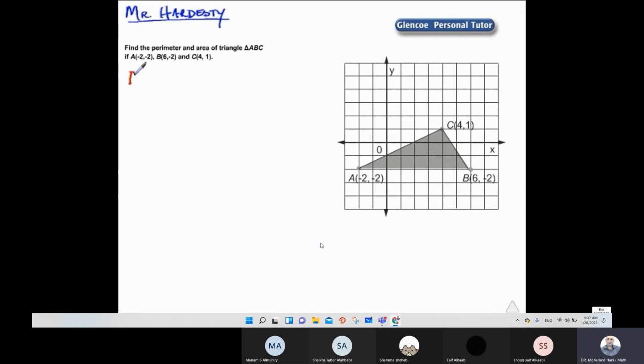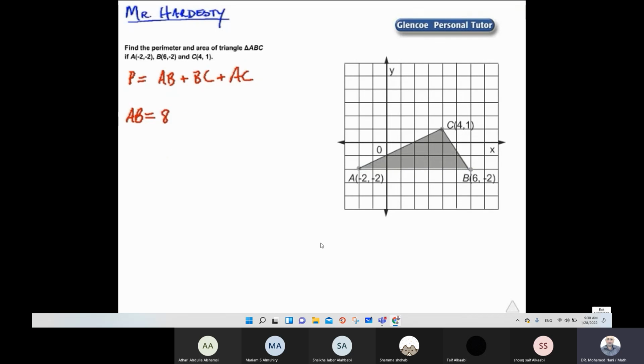We're first to calculate perimeter. Perimeter is the sum of the lengths of the sides of the figure. So we'll take the length of AB and BC and AC and add those together, and then we'll have the perimeter. We'll begin with AB. AB, from here to here, we can simply count the squares since this is a horizontal line. That length is 8 units.